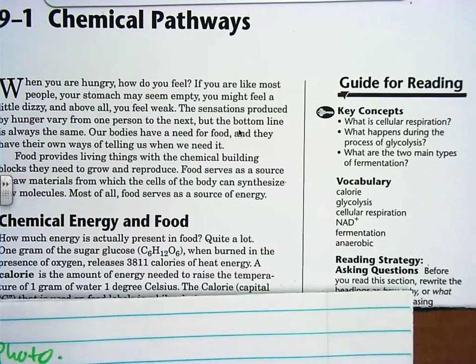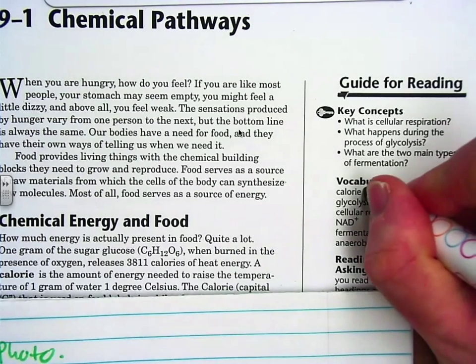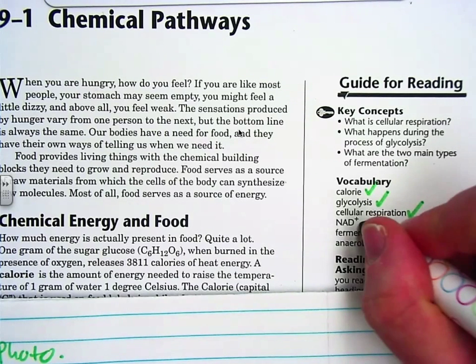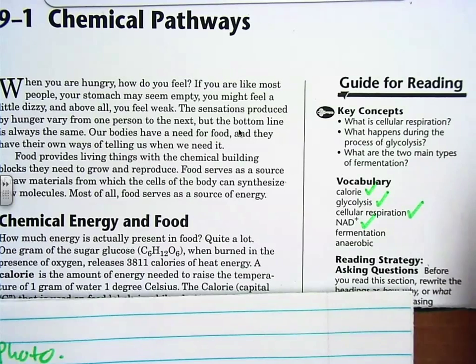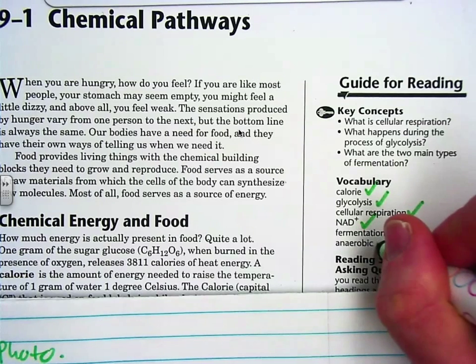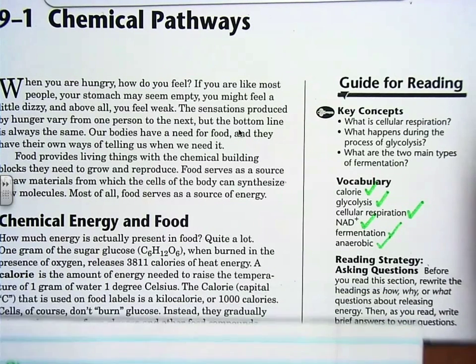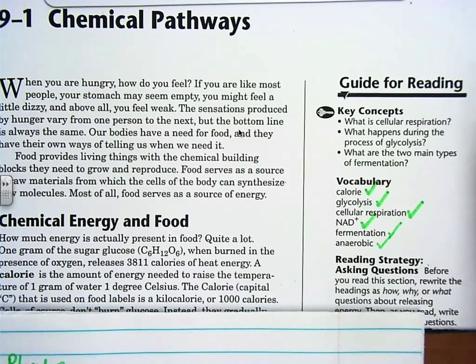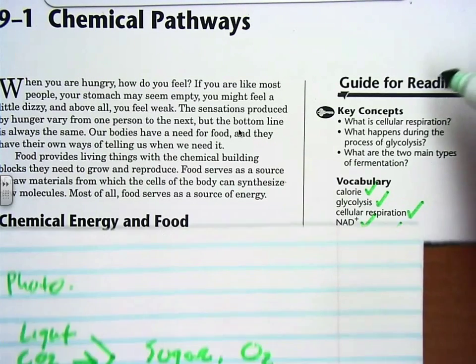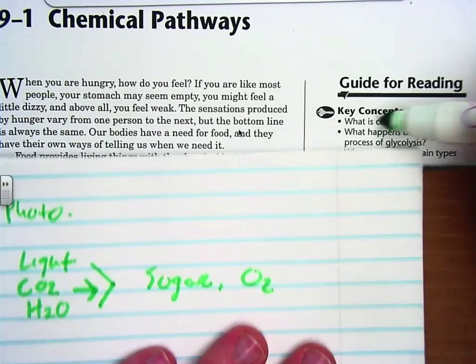Let's check out our vocabulary. Calorie, glycolysis, cellular respiration, NAD+, which sounds familiar but is not the same as NADP+, fermentation, and anaerobic. These are our vocabulary. And key concepts, we've already talked about those.